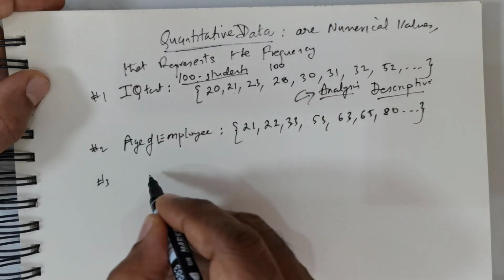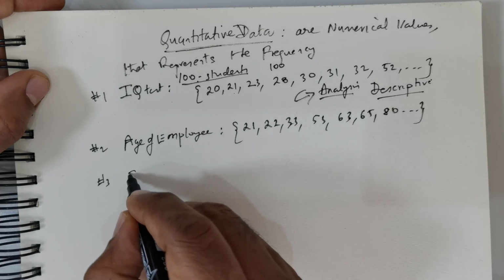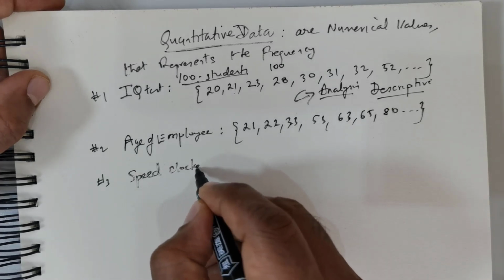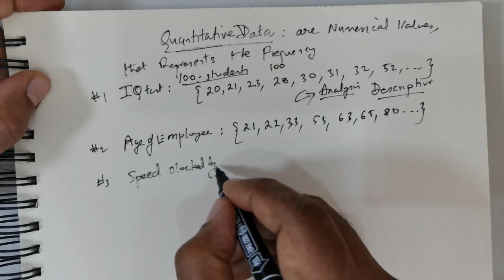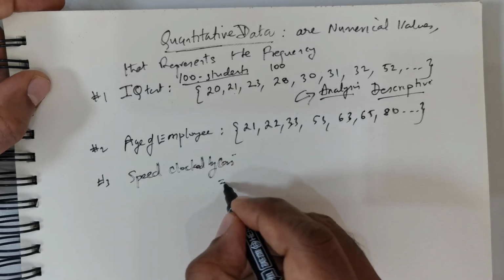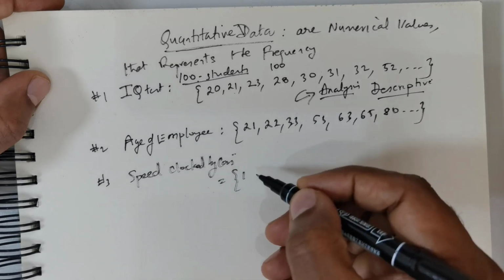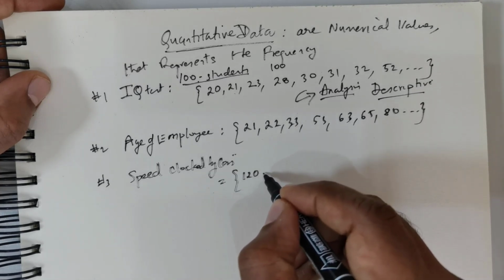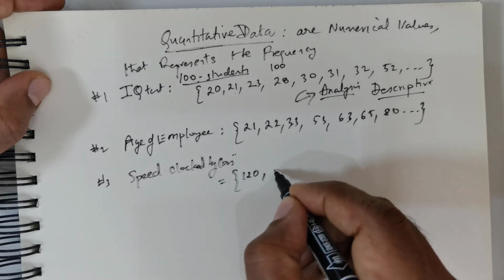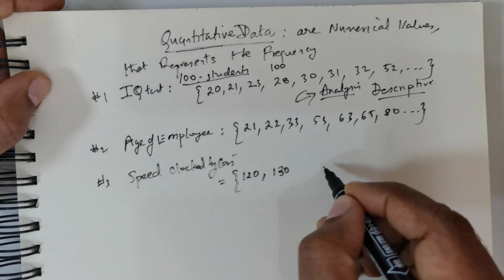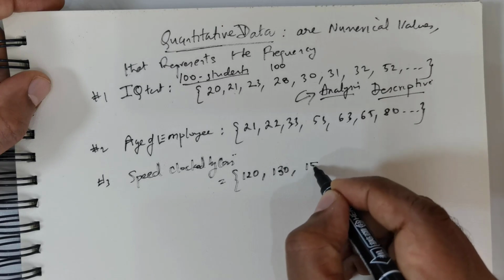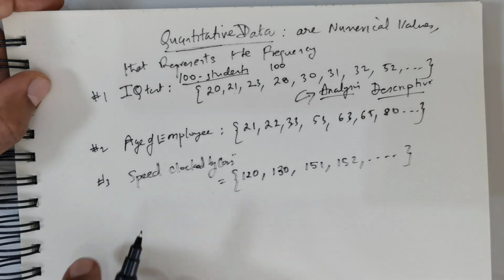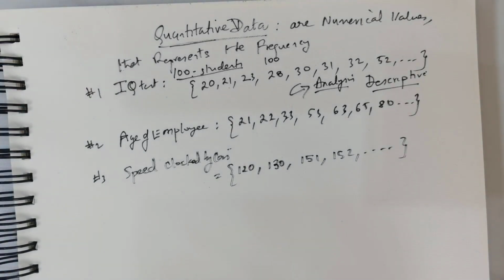The third example can be the speed clocked by cars. Say for example, there is a car which is hitting 120 kilometers per hour. There is another car which is hitting 130 kilometers per hour, and some other car can clock 151, 152, and so on and so forth. So this is another illustration that you can see.